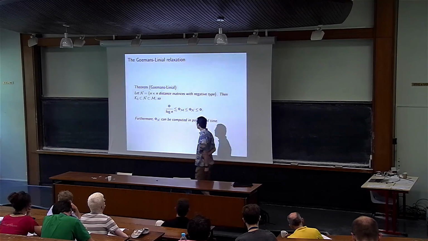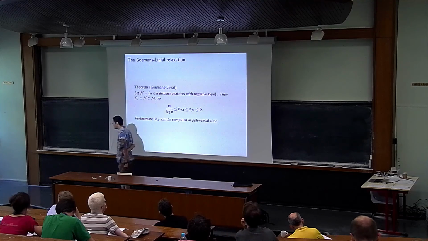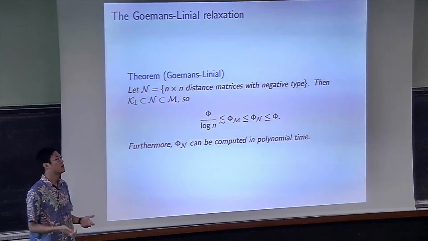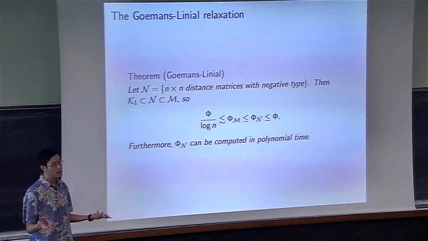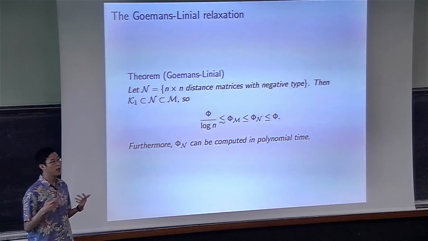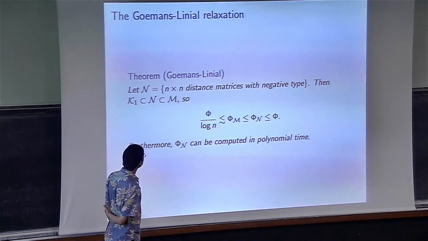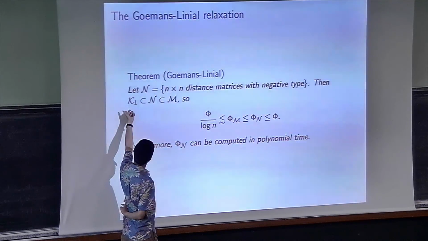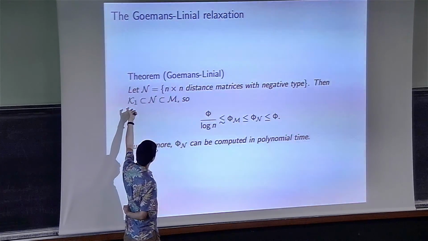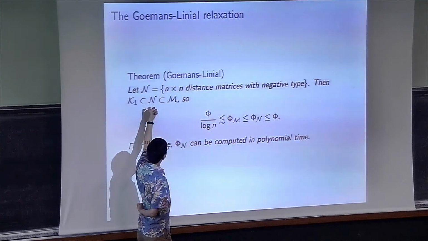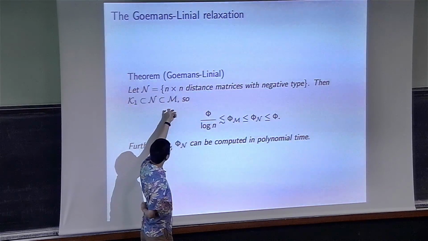So to construct the Goemans-Linial relaxation, we let N be the set of n by n distance matrices with negative type. And what negative type means is that an n by n distance matrix is negative type if it is negative definite apart from the all ones vector. It can't be completely negative definite because all its entries are non-negative. So we ask that it's negative definite on everything except the all ones vector, on the orthogonal complement of the all ones vector. And you can check that L1 has negative type. So in particular, all the L1 metrics are contained in N. Certainly, every n by n distance matrix with negative type is an n by n distance matrix.